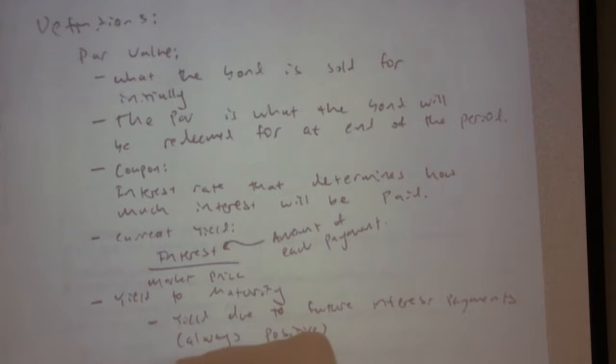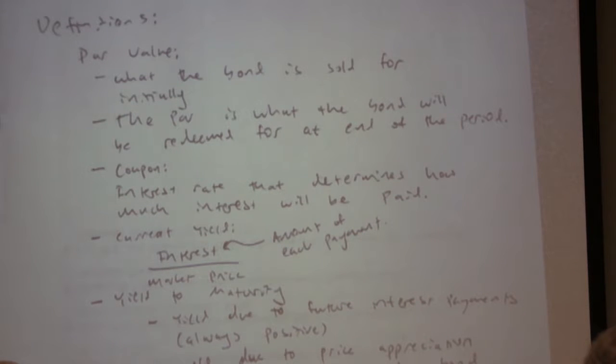But you also get yield due to price appreciation or depreciation of the bond at maturity. So if you buy a $1,000 bond at 800, it's going to repay you $1,000 when it matures. So you get interest payments, but on top of that, you also get a change of $200 from the time you bought it to the time that it matures.